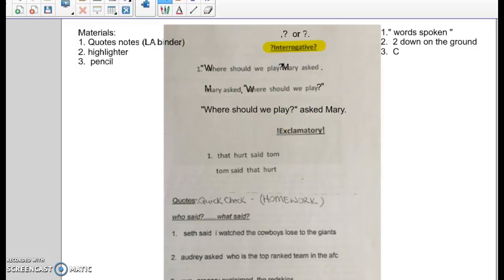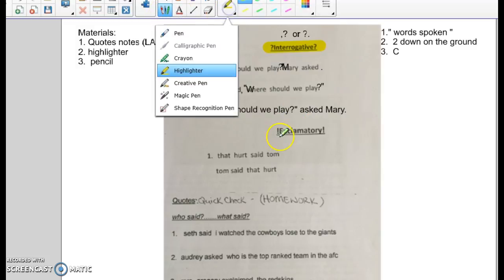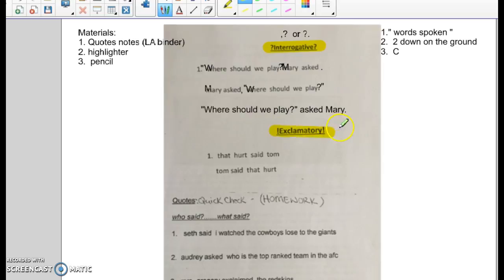All right, exclamatory. Same exact steps, except this time it's an exclamation. So instead of the question mark, we'll have the exclamation mark. So we're going to have either comma, exclamation mark as our two down on the ground, or exclamation mark and then a period. Those are our two choices. So number 1, that hurt, said Tom.